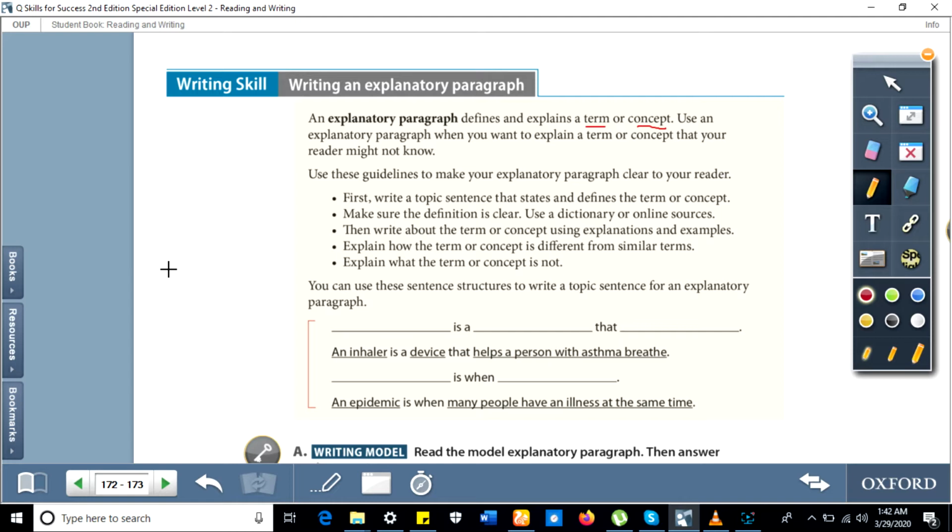And then you have to write the opposite of this term or the concept, or give some different or similar terms or concepts just to make a comparison. And that's how you can write a paragraph. And if you follow these guidelines, you would be able to write a very good paragraph.